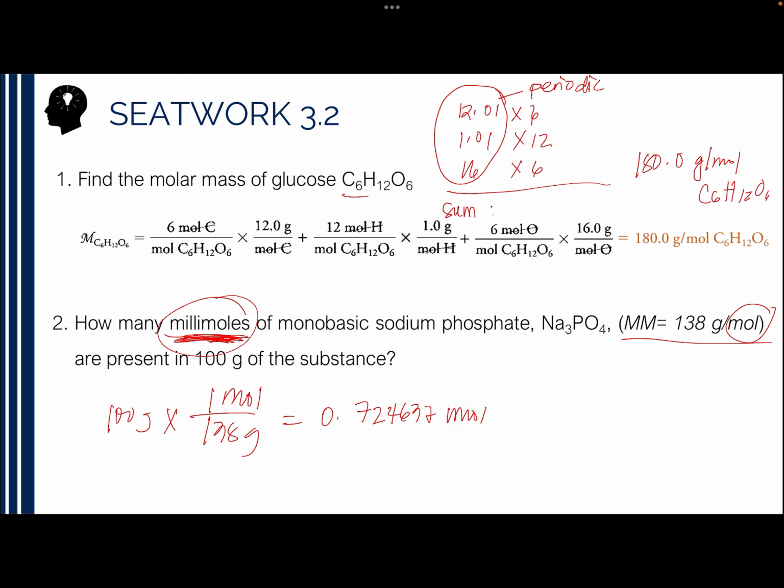And then again, using your conversion factor, which is 1 mole is equal to 1000 millimoles, you can now calculate the millimoles. So 0.724637 times 1000 is equal to 725 millimoles. So follow the significant figures. This is one significant figure. Again, the molar mass does not apply to significant figures, it has infinite significant figures. What we base on is the given. So for this one, we have 7 times 10 to the 2 millimoles.